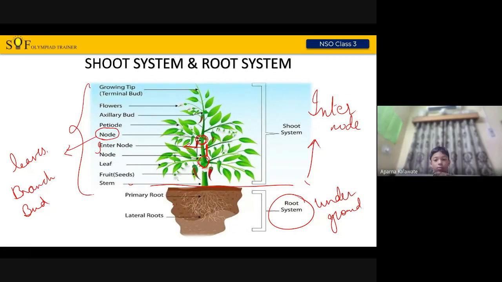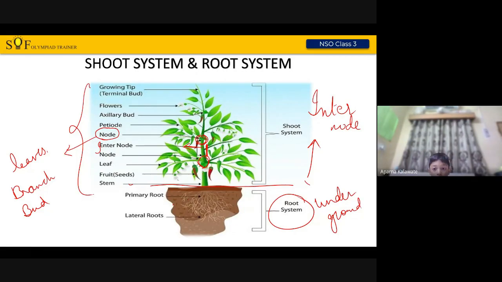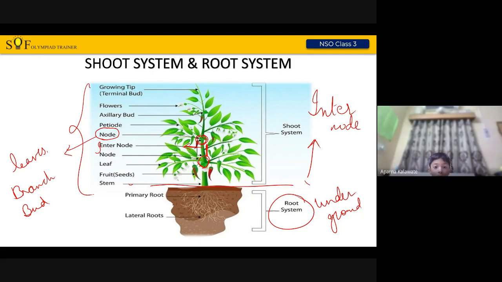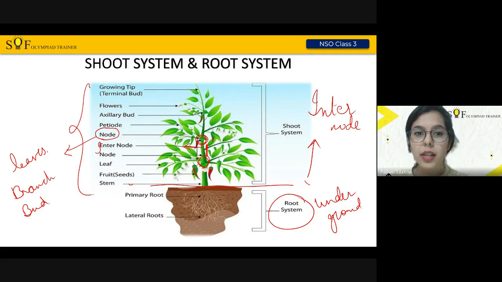Can you write internode? Everything I can't write, Rian, you have to write it. I'll repeat it two or three times, but you try to write, okay? Because long definitions I won't be able to write.